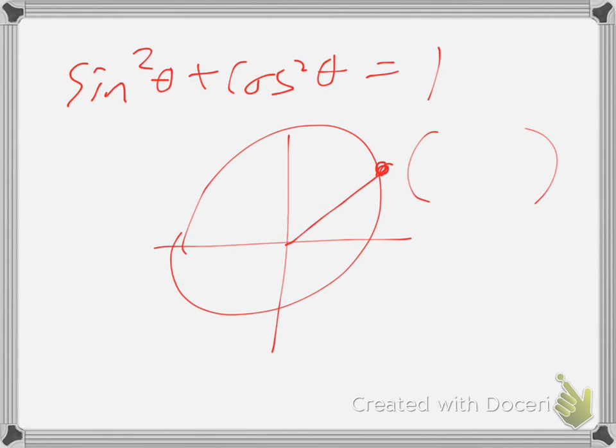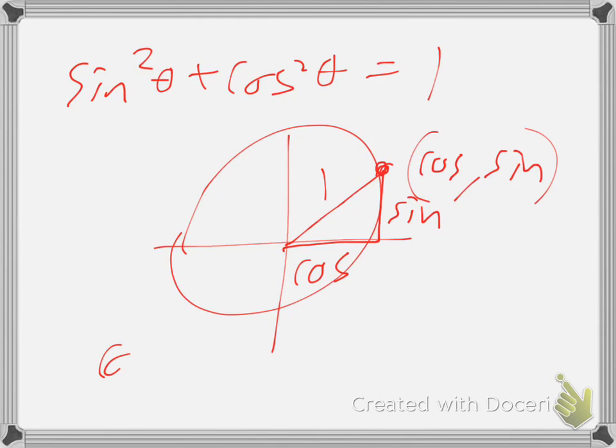Remember, what is the x coordinate of any point on the unit circle? The x coordinate is cosine. The y coordinate is sine. Right? Which means over and up. Over is cosine. Up is sine. And this is 1 because it's a unit circle. Radius 1. So Pythagorean theorem, there you have it. Cosine squared plus sine squared is 1 because of the right angle in the Pythagorean theorem. So that's where it comes from.